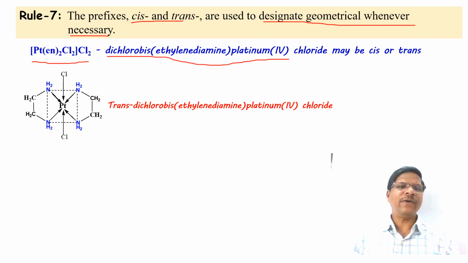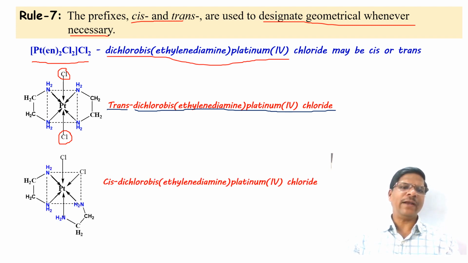If you see the first geometry, 2 chloride ions are along the vertical axis and 2 ethylene diamine ligands occupy the square planar position. This is the trans isomer. Hence, before the IUPAC name, the prefix trans is written. So, trans dichlorobis ethylene diamine platinum 4 chloride. Here the prefix trans indicates that this geometrical isomer has the trans geometry.